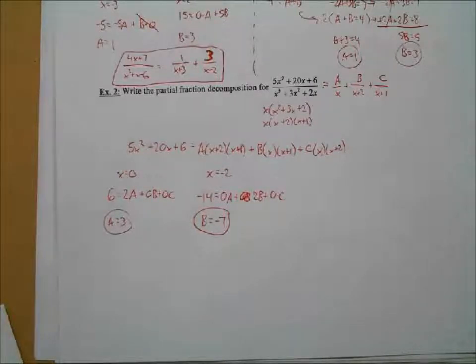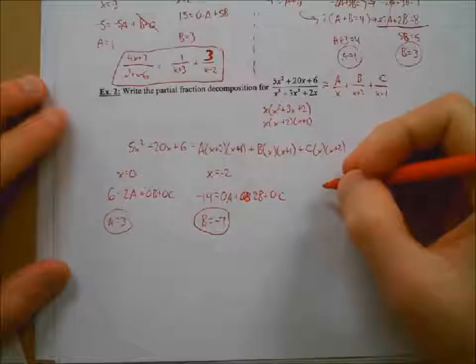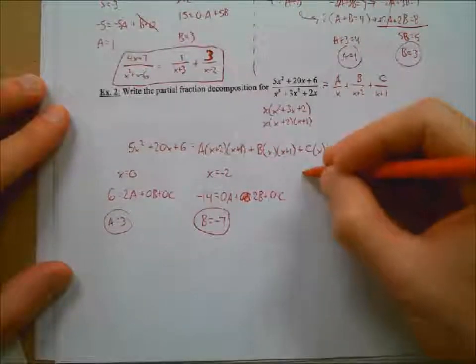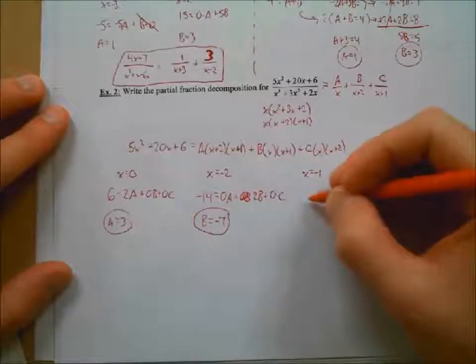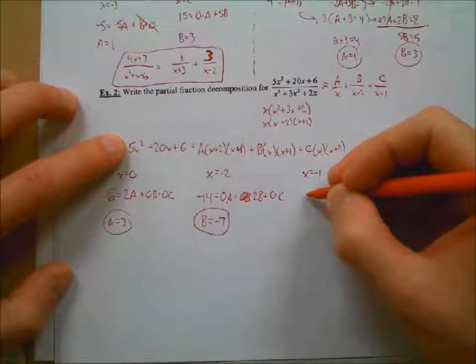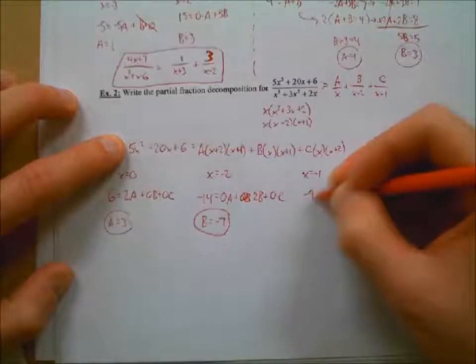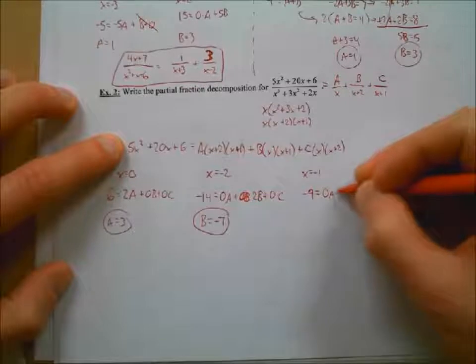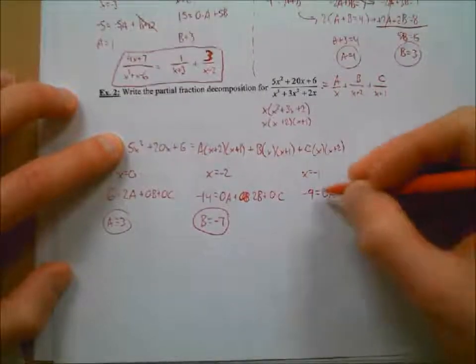Okay. And then what's our final strategic x value we want to pick here? Yeah, -1. So let's make x be -1. And so let's see here. We'll have 5 minus 20, so -15 plus 6 is -9. And then we'll have 0a, 0b.